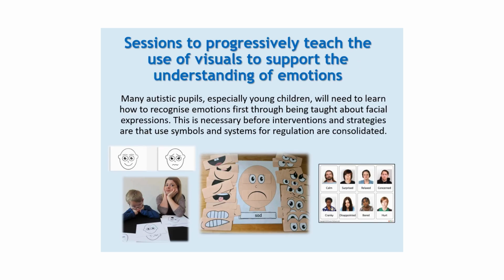Sessions to progressively teach the use of visuals to support the understanding of emotions. Many autistic pupils, especially young children, will need to learn how to recognize emotions first through being taught about facial expressions. This is necessary before interventions and strategies that use symbols and systems for regulation are consolidated.